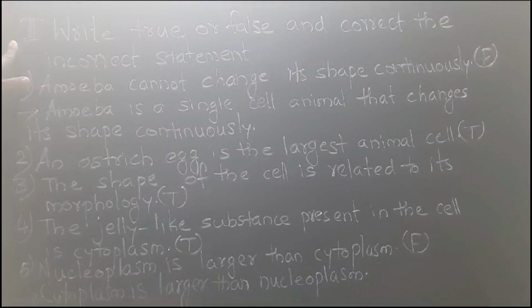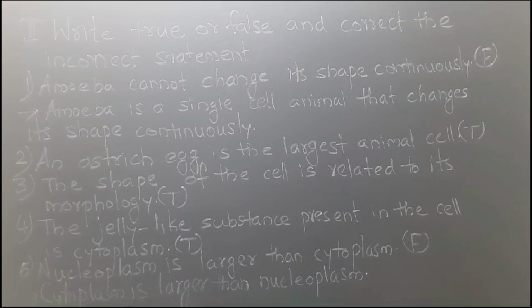Number 2, write true or false and correct the incorrect statement. Under this title, there are 5 questions. Number 1, amoeba cannot change its shape continuously. The statement is false. The correct statement is, amoeba is a single cell animal that changes its shape continuously.